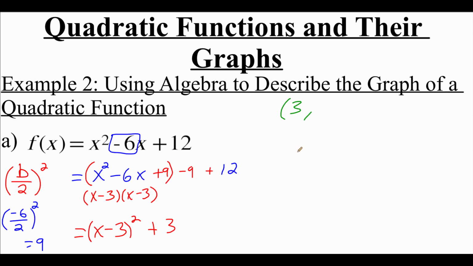The h value is the number that's being subtracted from the x, and 3 is what's being subtracted. But then the k value on the end, we want to use that value just as is. So the vertex of my parabola is at 3, 3. And then as far as the axis of symmetry, that is the vertical line, so it's an x equals line, and it's going to run through the x value from the vertex. So it goes through the h value there. So that would be x equals 3 as the axis of symmetry.